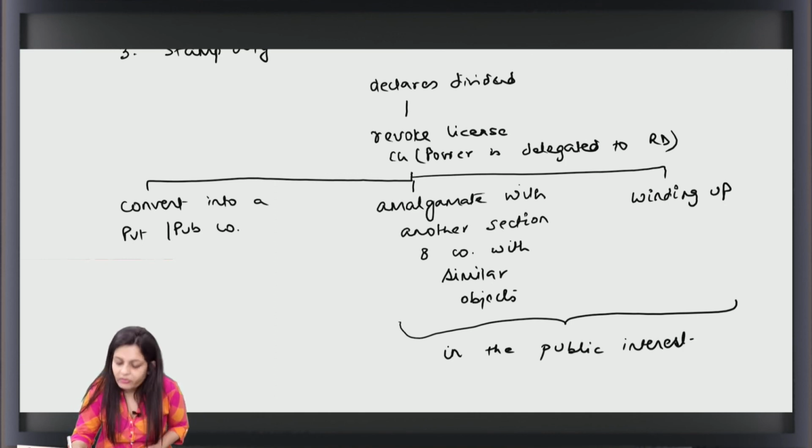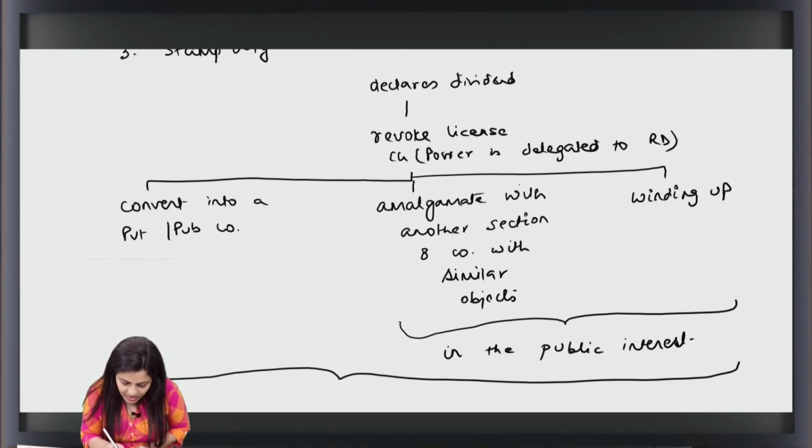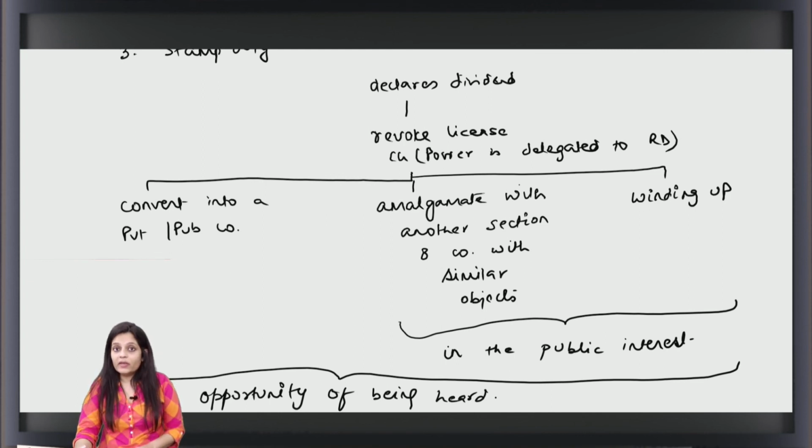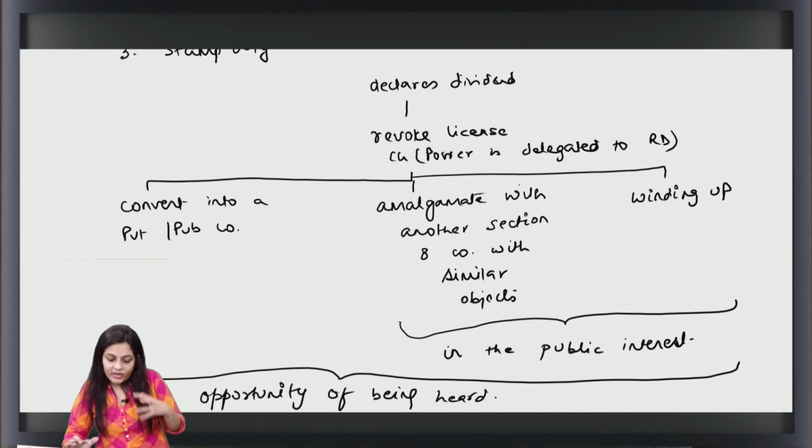And for all the three, before you pass any such orders, the party must be given an opportunity of being heard. That is, before you pass an order of revocation of license, you have to give the company a chance to speak up about why the company acted as it did. Whatever the company did, why it did so, we have to give the company the right to speak up before we pass an order for revocation of license, or conversion, amalgamation or winding up.